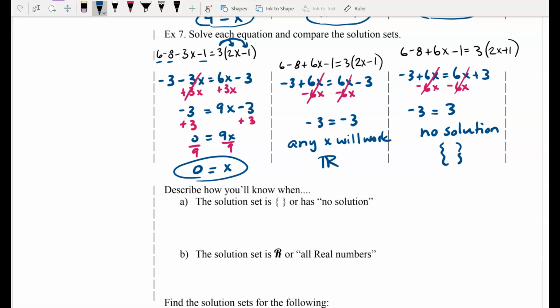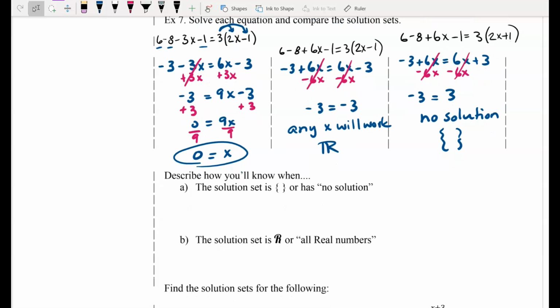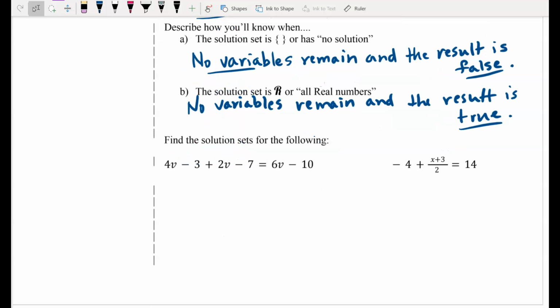So take a minute to write down those ideas. How do you know when a solution is the empty set or has no solution? And how do you know that the solution set is all real numbers? Write a sentence for both of those. Here are the sentences that I wrote. You may have used different words, but it should say the same thing.